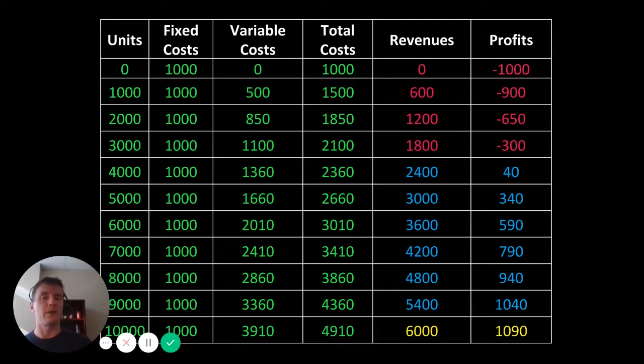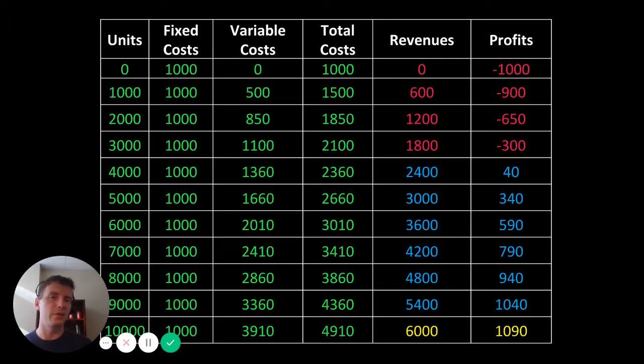If we produce 1,000 units, we get 60 cents for each one of those. Our revenues would be $600. If we produce 2,000 units, we get 60 cents for every one of those. Our revenues would be 60 cents times 2,000, which is $1,200. If we produce 3,000, that's 3,000 times 60 cents, which is $1,800. And so we can go down and fill in this whole column of revenues by multiplying the units of production times the market price of 60 cents.